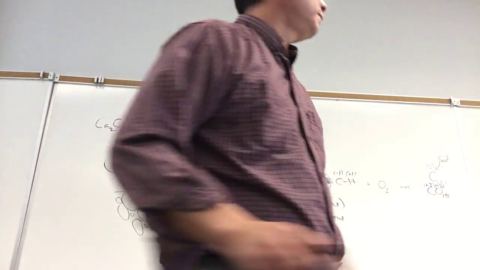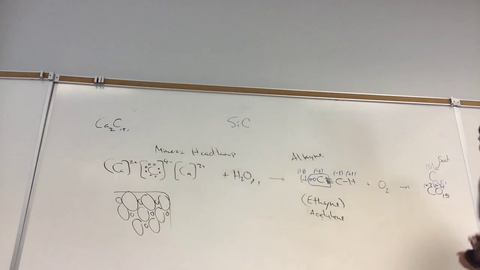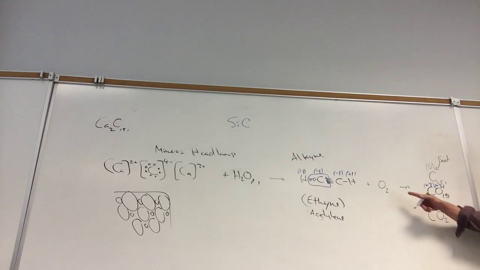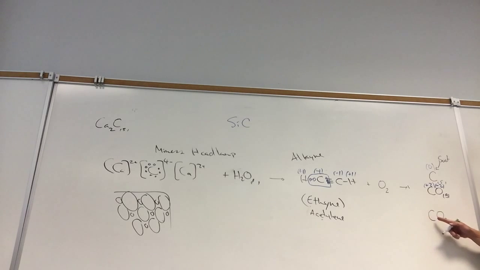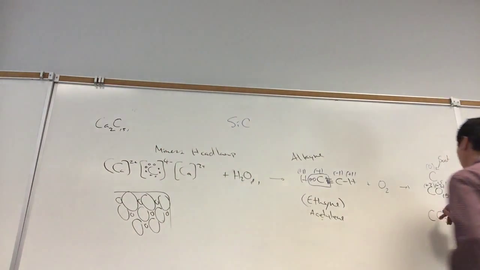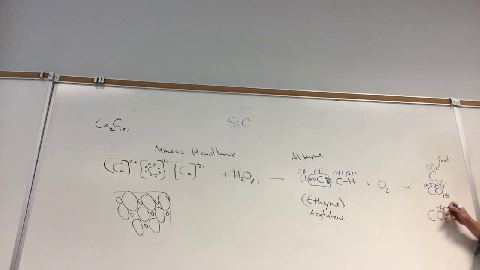If we combust acetylene completely, what should we form? You know, this is incomplete combustion. This is what we call complete combustion. We should form CO2 and water. With complete combustion, what are the oxidation states here? -2 and +4.